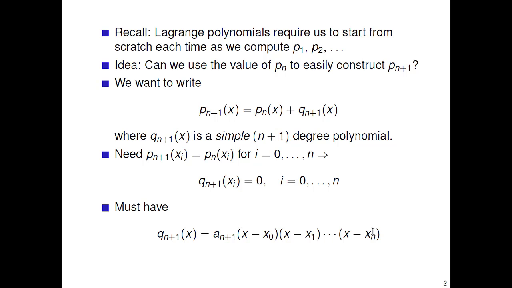Okay, this is the general form of a polynomial that has the properties that we need. In other words, it vanishes on all our old data points. And now if we're going to throw one more new data point into the mix, the new data that we have should determine what this coefficient should be.